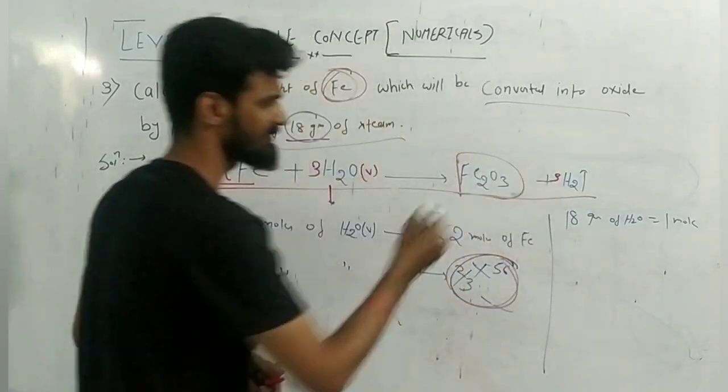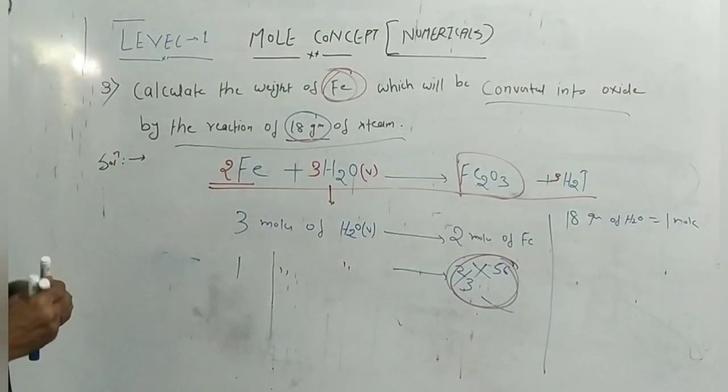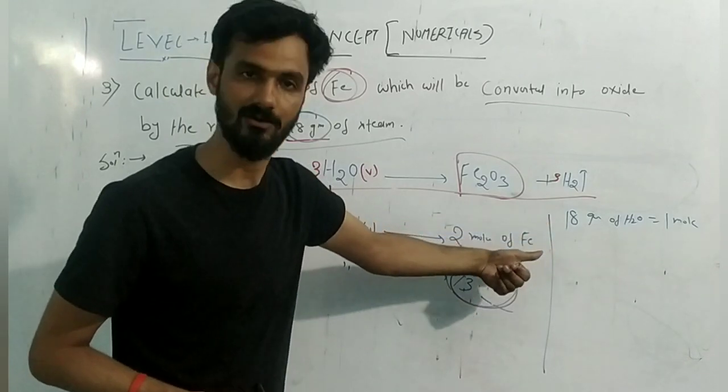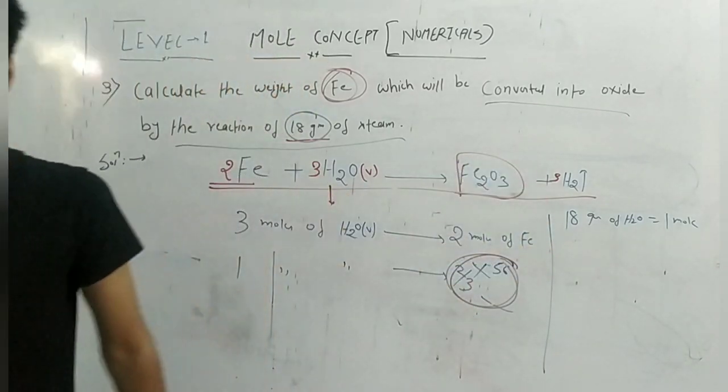And I think this is one of the easiest questions. Just you have to focus. You just have to balance the chemical reaction, and according to stoichiometry you have to solve the question. Okay, so just write down this part.